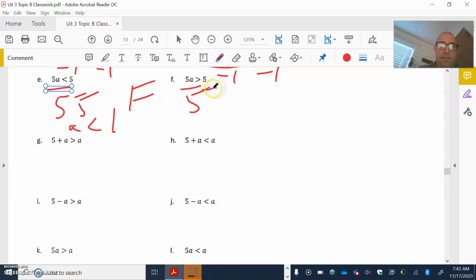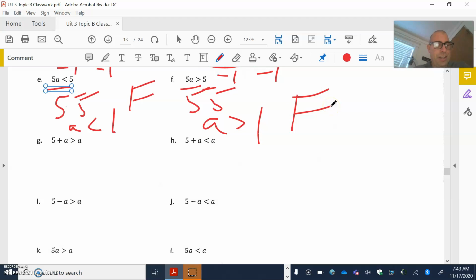Divide both sides by 5. So a is greater than 1. If a is greater than 1, is it negative? No, that's false. Let's go to letter G here. Again, get the a by itself, so we're going to subtract. Wait a second, this one's a little bit interesting because we have 2 letters that are there. Let's do this here.